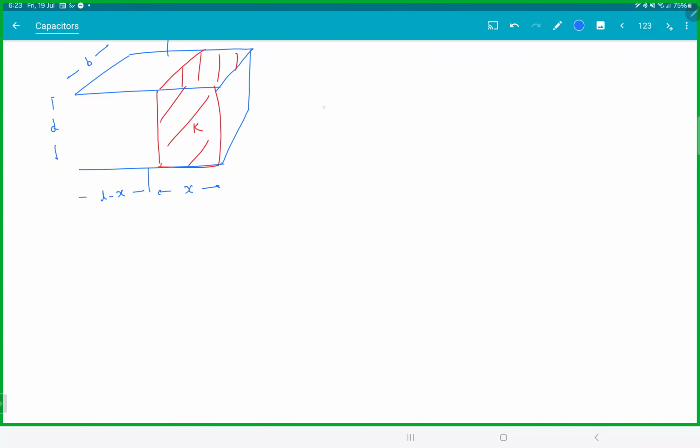So this can be treated as two capacitors. Both are in parallel. So this part's area would be B x, with capacitance k epsilon B x by d. This one would be B into L minus x, epsilon by d. Both are in parallel, so you can directly add them up. B epsilon by d common will come out. You end up with L minus x plus kx.